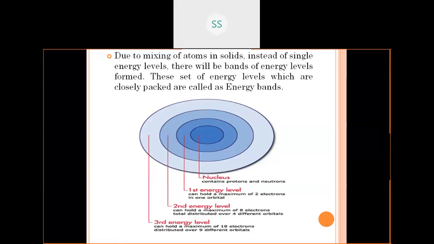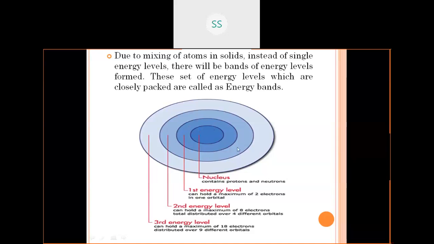But once many atoms come close together, the outermost orbits come under the influence of each other. Because of that influential energy, some kind of perturbation or disturbance in the levels occurs. And because of that, splitting of the energy levels happens. Instead of being a single energy level, it forms bands of energy levels, which are known as energy bands. And here one simple picture is displayed to make these points clear. You can imagine that the central part is a nucleus, which contains protons and neutrons.